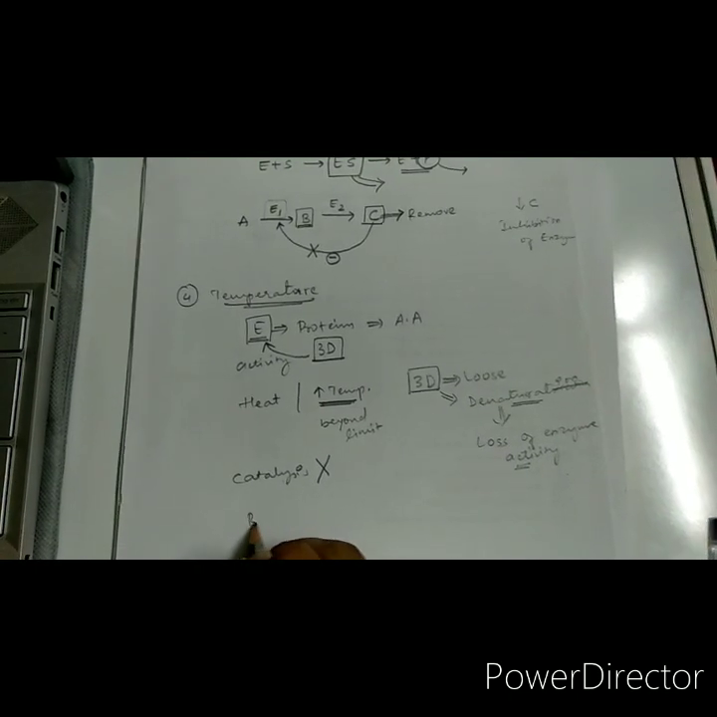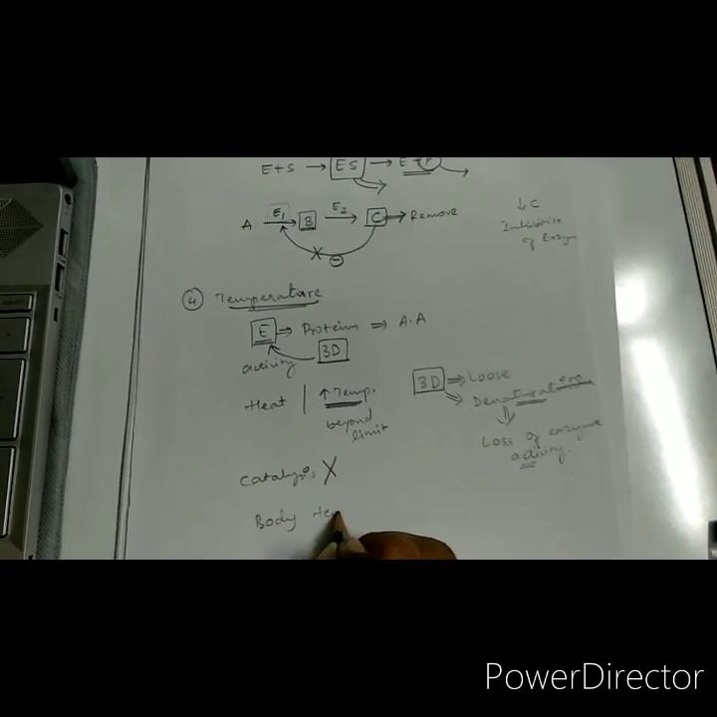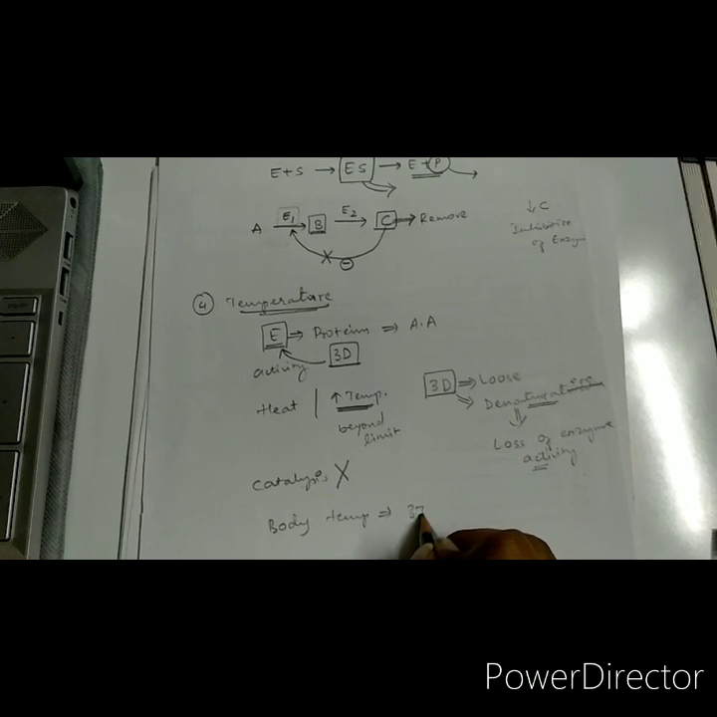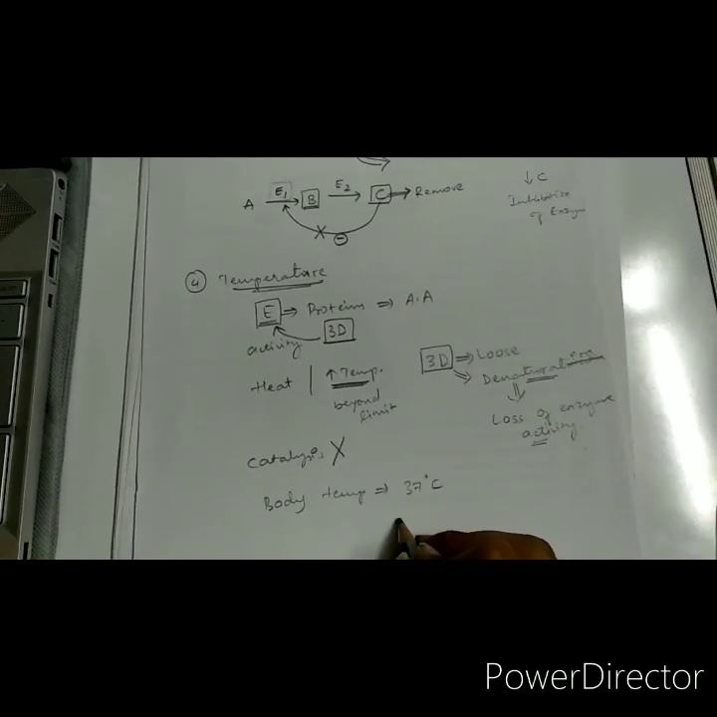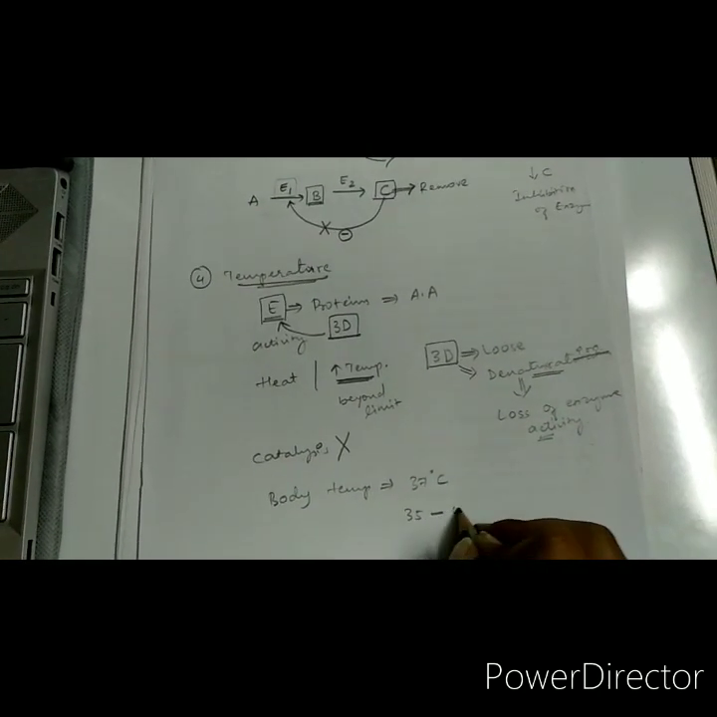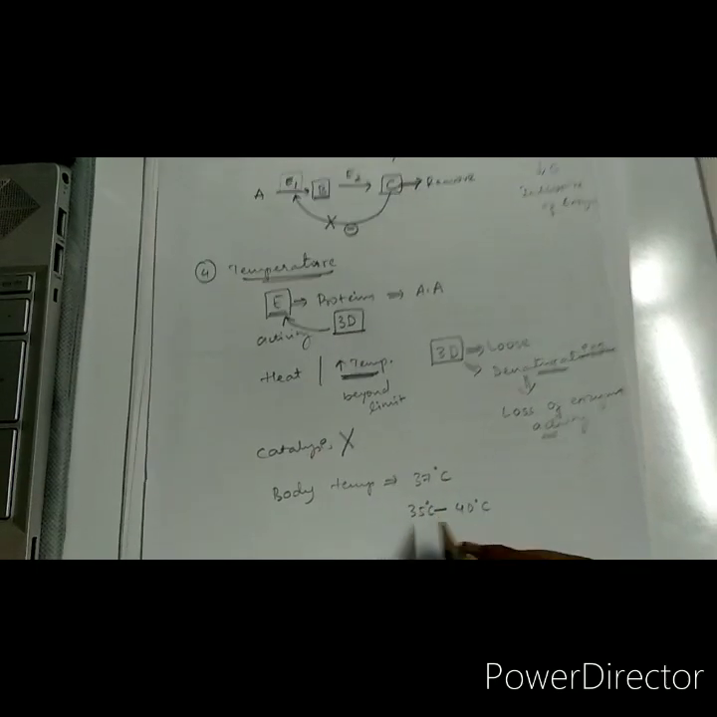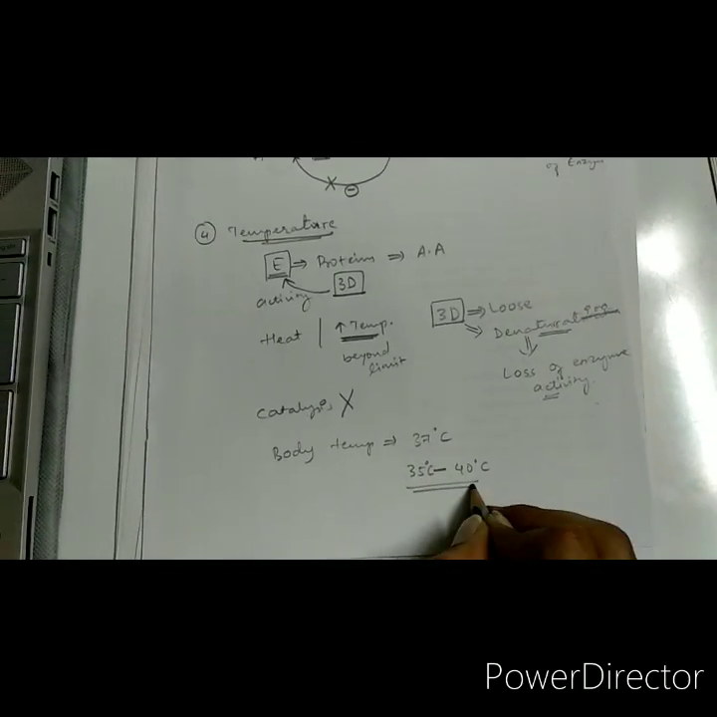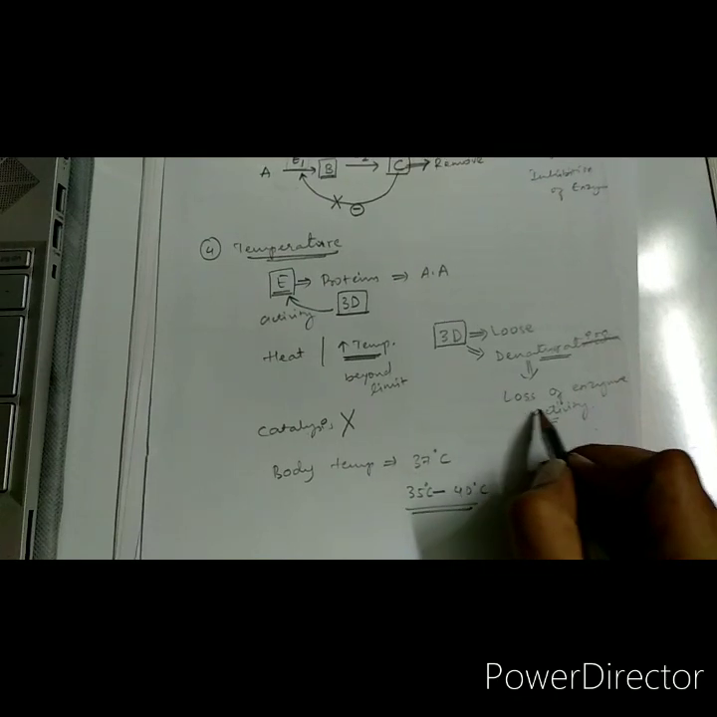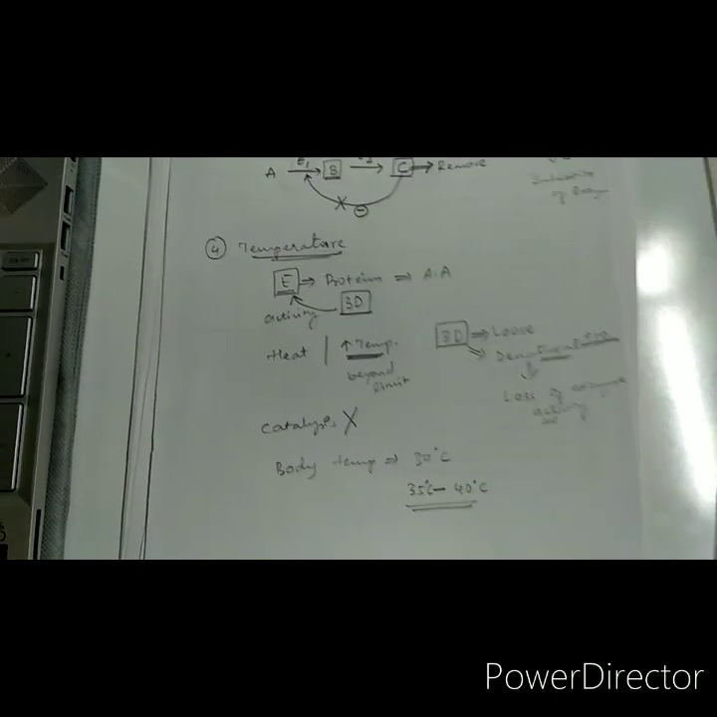As we know, our body temperature is 37 degrees Celsius. So enzymes function between 35 to 40 degrees. Beyond this limit, enzymes are denatured and thus there is loss of enzyme activity.